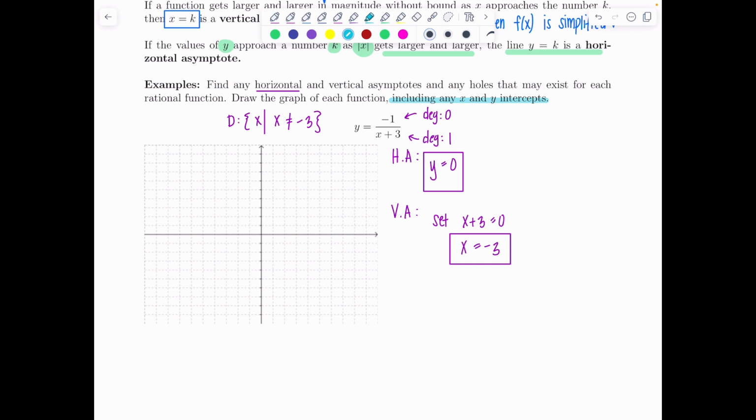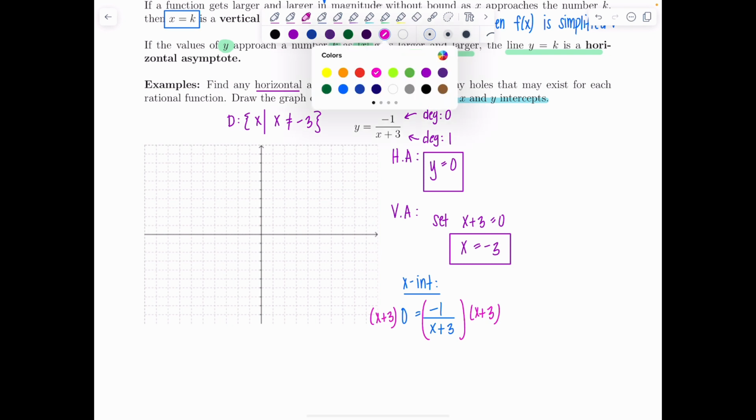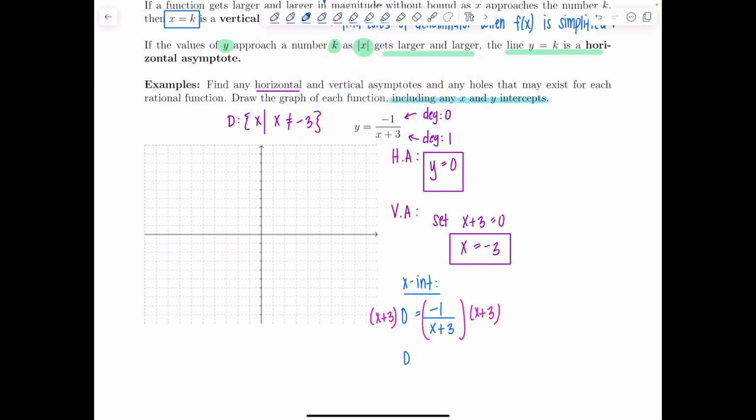So remember, for x intercepts, you set y equal to 0. So for x intercepts, I'm going to set y equal to 0. And then already I can see we have problems. If I multiply both sides by x plus 3, I'm going to get 0 equals -1, right? Do you see that? Oh no, that's never going to happen. None.